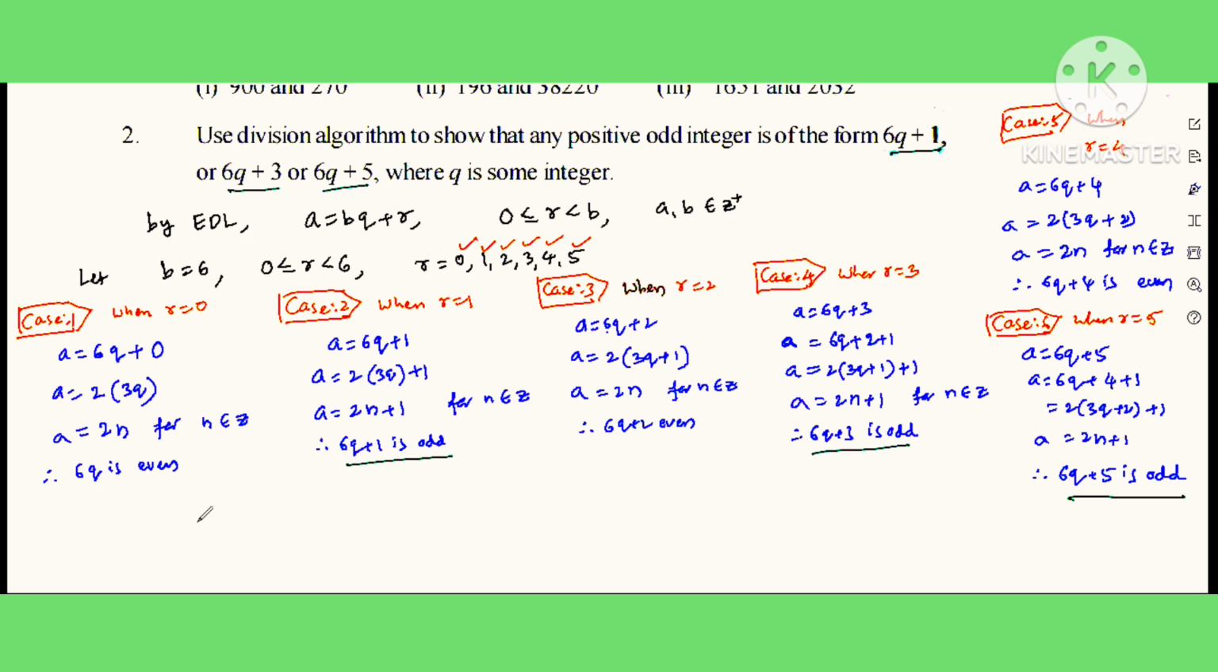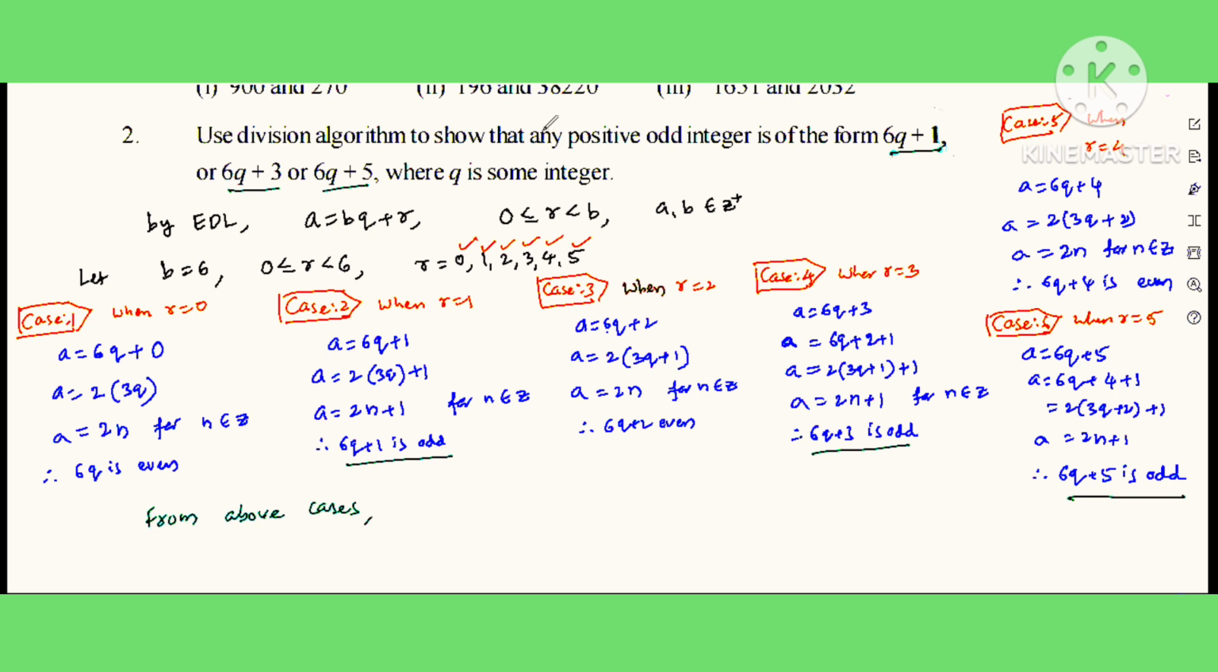So what we can conclude from the above cases: we are taking a positive integer a, so that's why I'm taking b equal to 6. So from that we got all the 6 cases. When you take b equal to 6, the number is either 6q plus 0, or 6q plus 1, 6q plus 2, or 6q plus 3, or 6q plus 4, or 6q plus 5. Among these, which are odd? 6q plus 1 is odd, 6q plus 3 is odd, 6q plus 5 is odd. So this we can conclude, we can write what is given in the question.